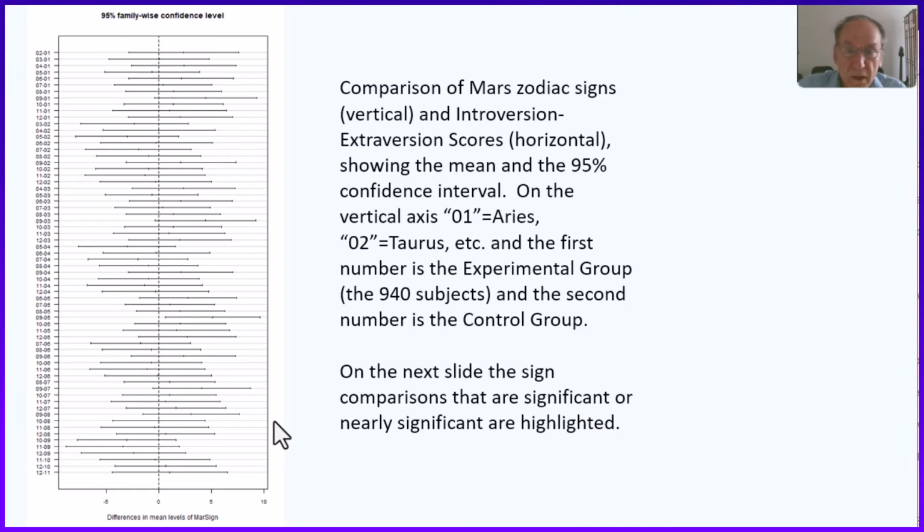This is the technique that finds each sign comparison. On the left, it says things like 0201. 2 means Taurus, 1 means Aries. So this is Taurus to Aries. If we compare the people with Mars in Taurus to the people with Mars in Aries, we find that it's not significant. If it's significant, it will be completely to the right of this middle dashed line. So it's not statistically significant. It's probably a random fluctuation, but it is interesting that Mars in Taurus was slightly more extroverted than Mars in Aries, contradicting the astrological ideas.